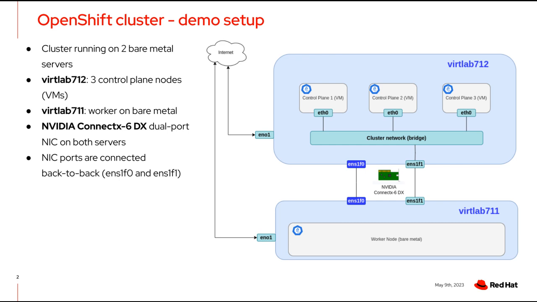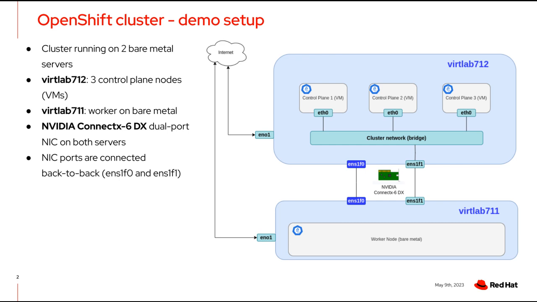The port on the right, ENS1F1, is included in the default cluster network and makes sure we have connectivity between the OpenShift nodes. See the Linux bridge in the picture. The other port of the NIC, ENS1F0 on the left, will be configured as a vDPA device and consumed by the application workloads.